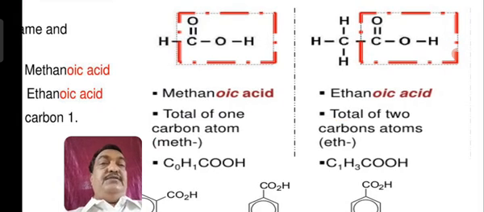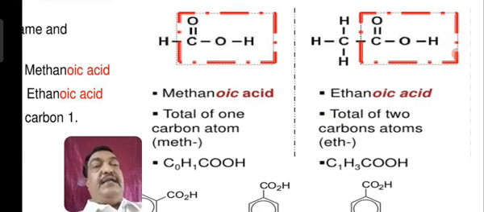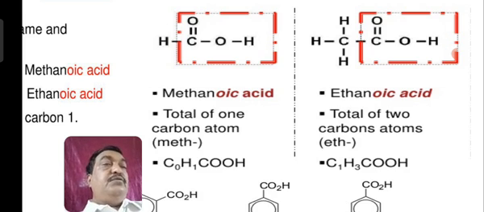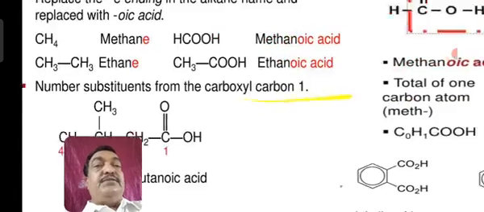You can see it in a better example. The COOH group is your acid, and the valency of COOH is attached with hydrogen, meaning only 1 carbon. It is called methane. The E of methane is replaced by OIC acid, so it is methanoic acid. Similarly, ethane, CH3, is a methane. The E is replaced by OIC acid if the first carbon is the COOH group. So ethanoic acid. Like this, one can name these compounds.